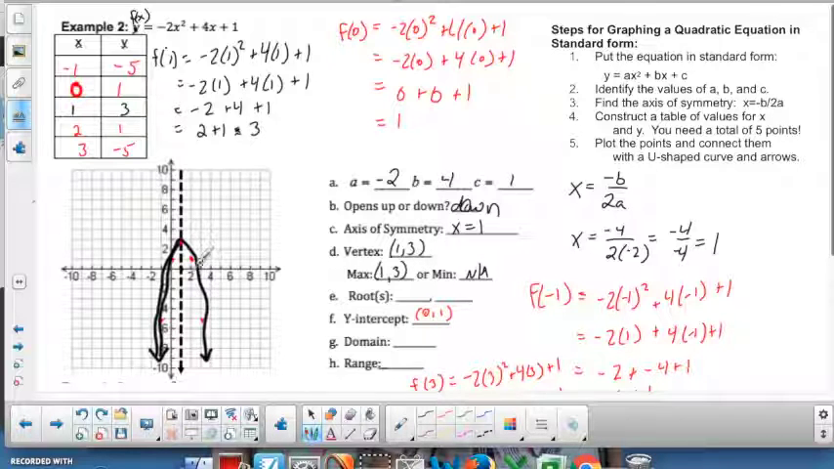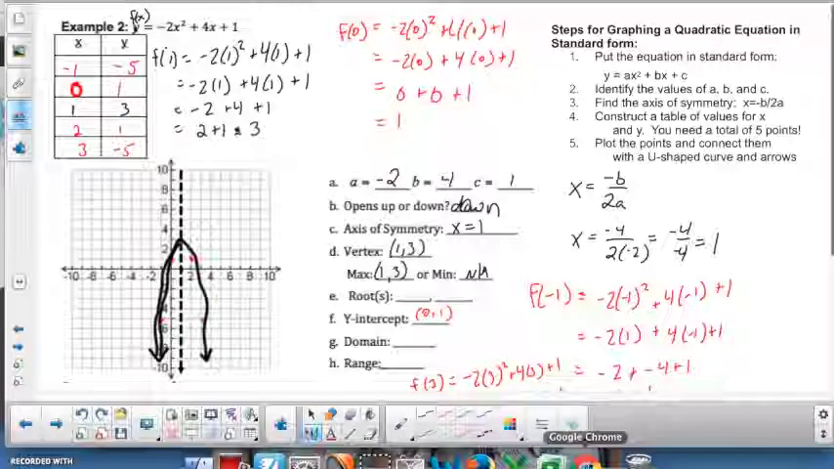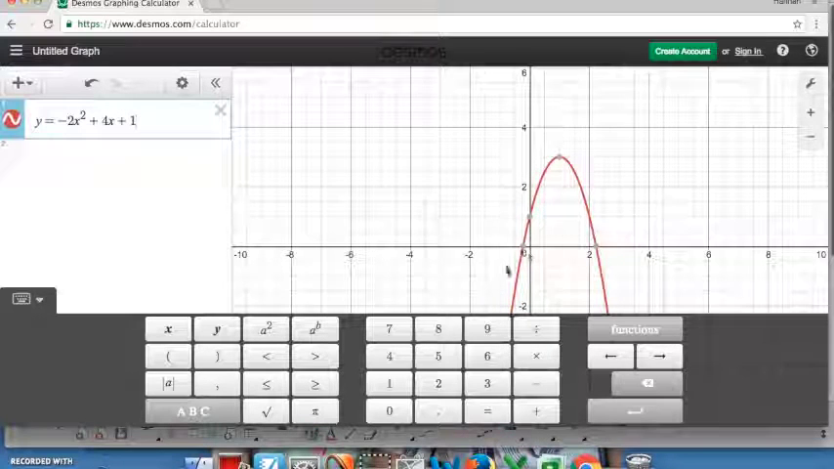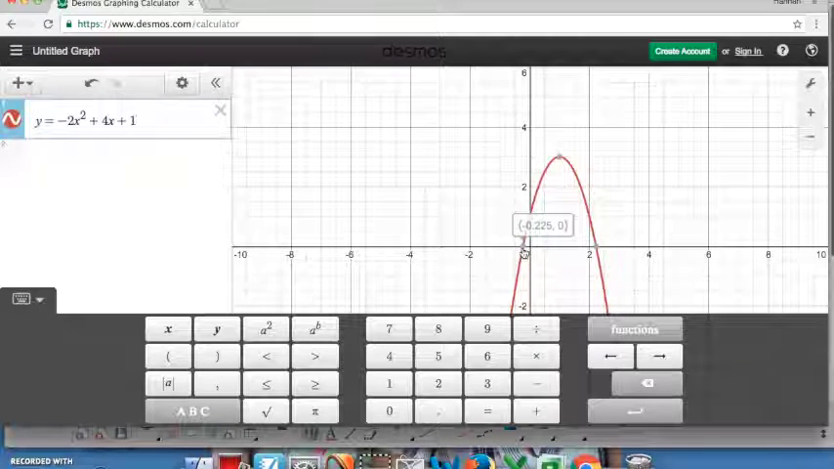Now, the roots. In the last one, it crossed that x-axis at a really nice point. Here, let's go again back to the pretty one. You can see that this is going to be a decimal. If you hover over it, it'll tell you it's at negative 0.225 and 2.225. So when you're graphing it by hand, if you don't have the website up or you don't have a graphing calculator, you can just estimate that.